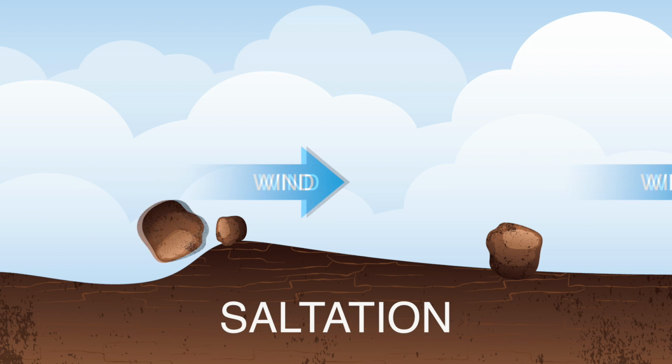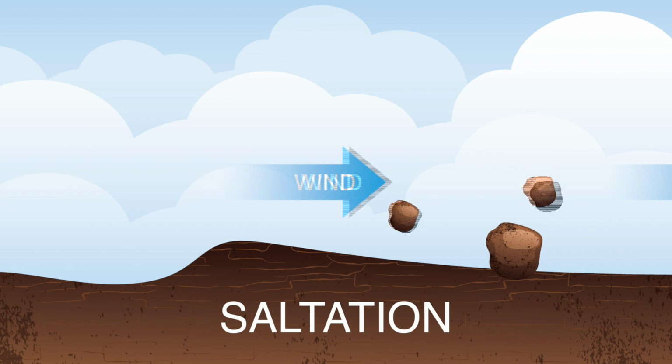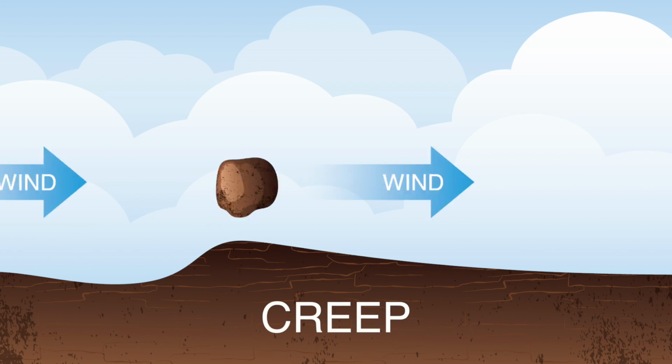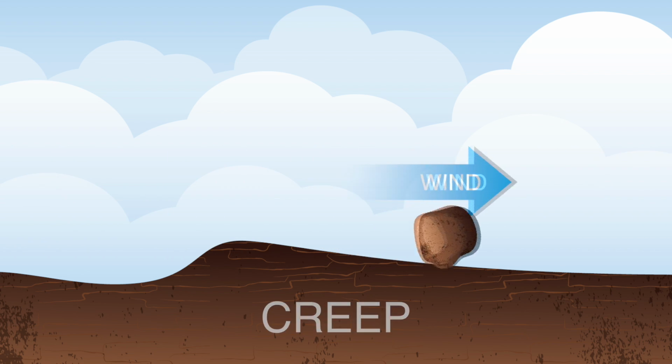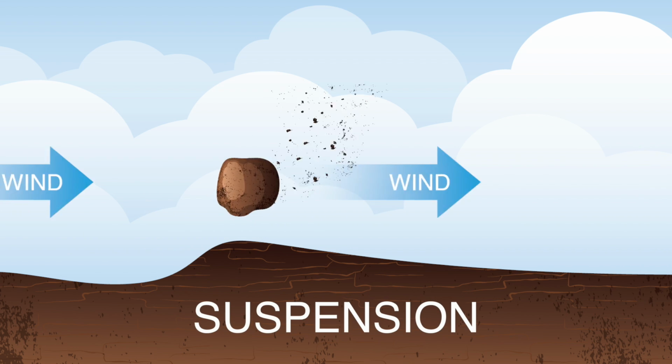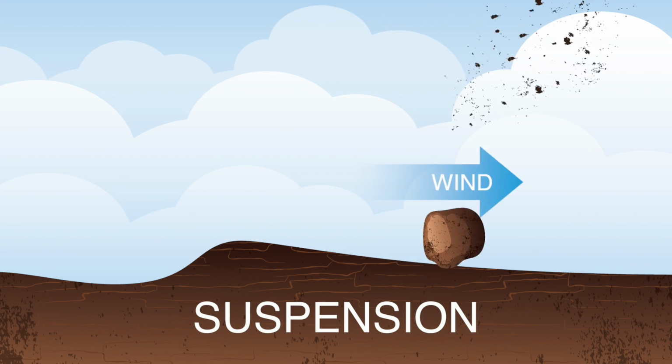So we have a couple different processes where you have saltation, you have creep, and you have suspension. Saltation is the bouncing of the particle across the surface, where it's dislodging smaller particles and allowing those to be picked up by the wind. Creep is where it's rolling across the surface. Suspension is where that particle is actually being lifted into the air and carried far distances.